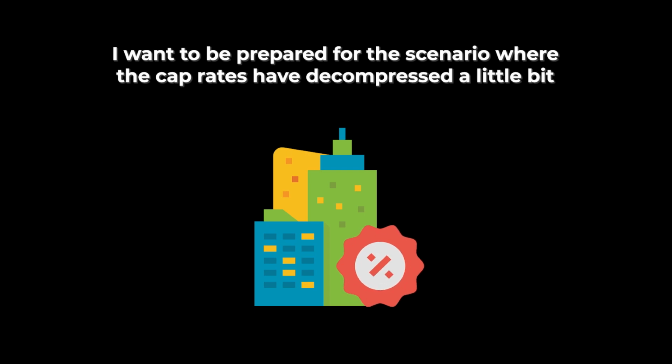Because, I think in 5-6 years, whatever my timeline is, I want to be prepared for the scenario where the cap rates have decompressed a little bit, right? Because that's kind of my worst case scenario. So that's how I run my numbers, right? I add that extra 50 to 100 basis points and I look, how does the deal pencil out? What does the property's value pencil out at that time? And can I still pencil the numbers out, right?